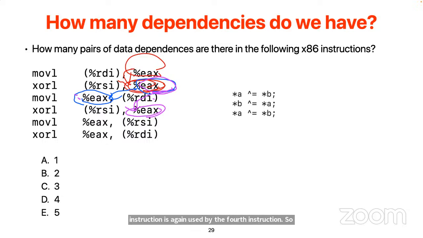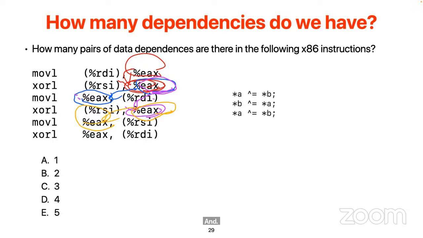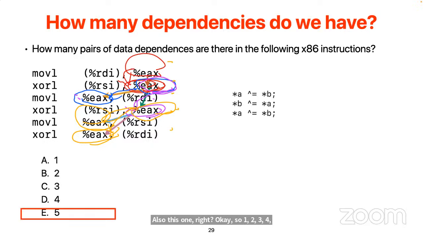What are the others? Okay. Fourth instruction and, right. Also this one, right? Okay, so 1, 2, 3, 4, 5. So you see there are 5 of them having these data dependencies.